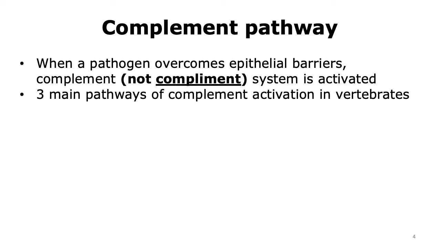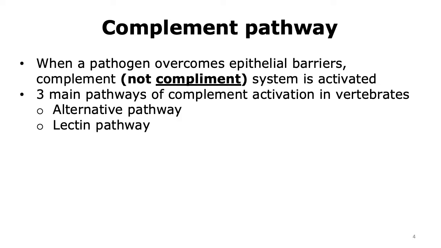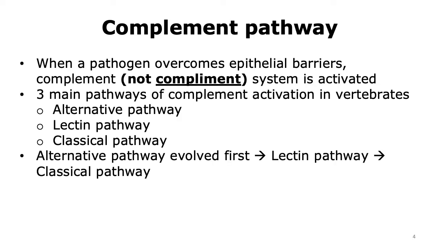There are three main pathways of complement activation that have been studied in vertebrates. The first one is called the alternative pathway. The second one is the lectin pathway. And then we have the classical pathway. Now, the complement system is an ancient form of host defense. And so when we look at the evolution of the complement pathways, the alternative pathway evolved first, followed by the lectin pathway, and then the classical pathway.